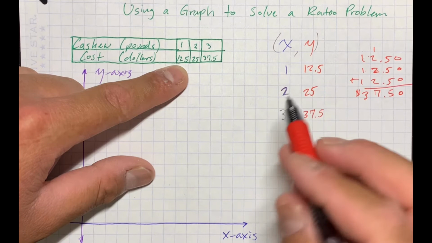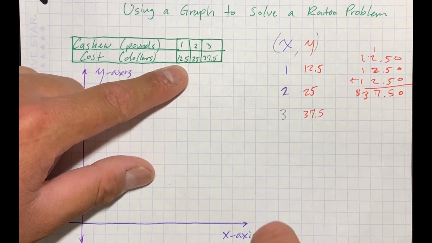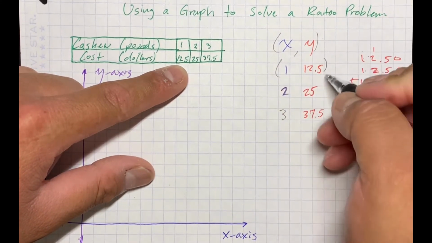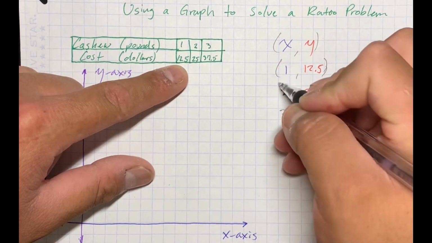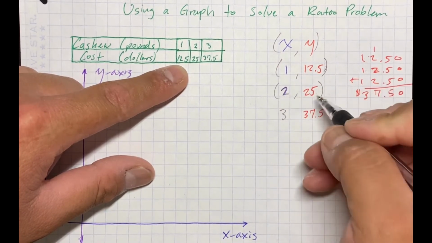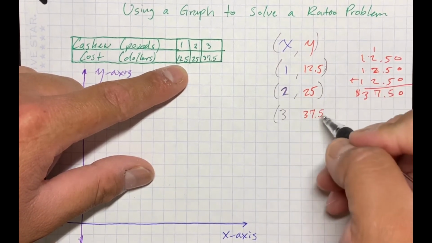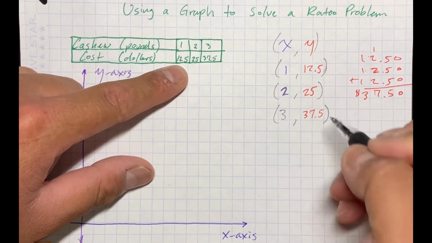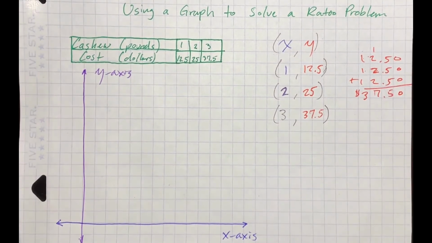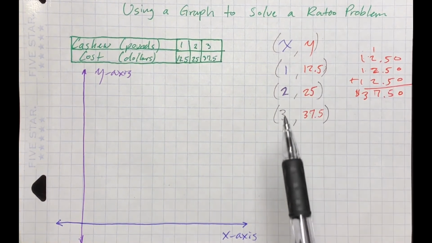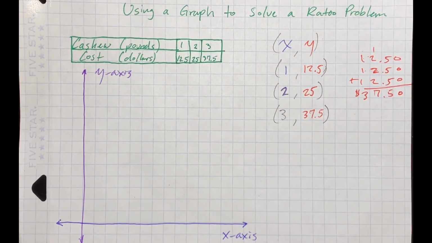Okay, so this is what it represents. Again, every 1 pound is going to cost us $12.50. If we buy 2 pounds of cashews, it's going to cost us $25. If we buy 3 pounds of cashews, it's going to cost us $37.50. Now, all we have to do now that we have our ratio table here, but it's represented in ordered pair form, we're going to plot that now into our graph here on the coordinate plane.